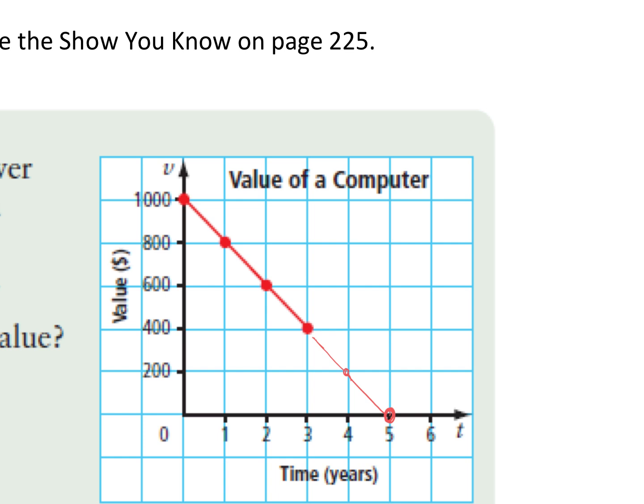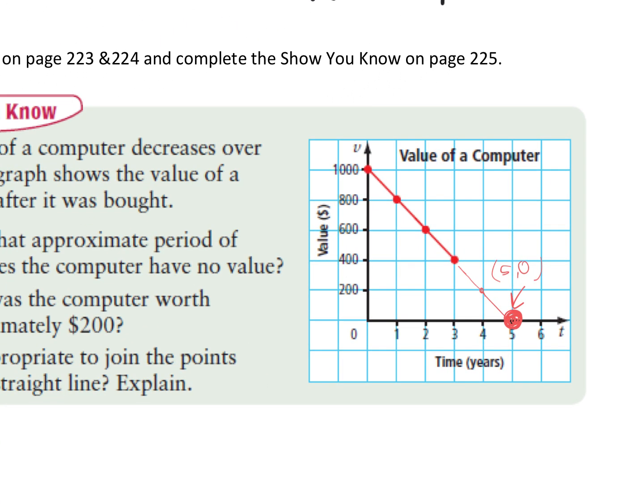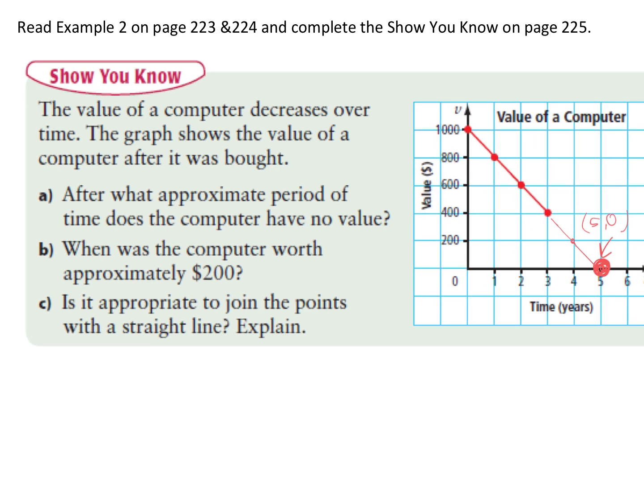So if we were to continue that strategy, when our y value is 0, we can see here that this would have a y value of 0, but we can see that our x is 5. And so that tells us that 5 years in, the value would be approximately 0. So for A, after 5 years, it would be about 0.